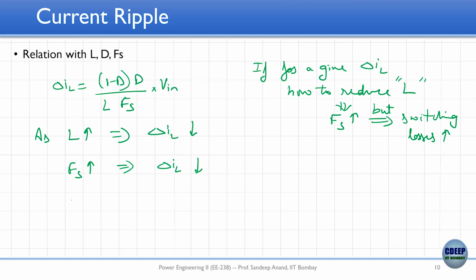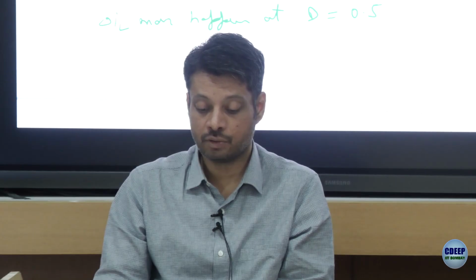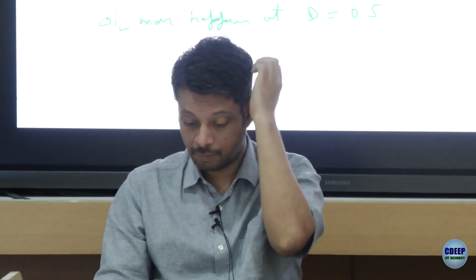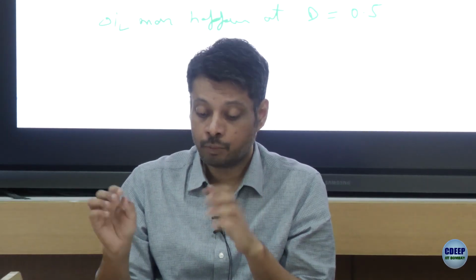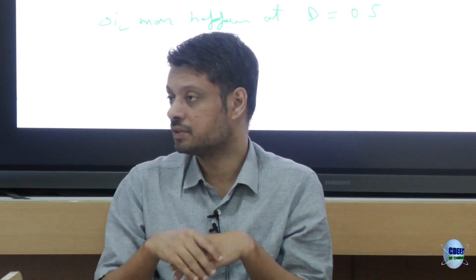Okay, what is the relationship between D and ripple current? Duty cycle and the ripple current? Yeah, maxima at half, right? So delta IL max happens at D equal to 0.5, right? So if your duty cycle is very close to 0, or if your duty cycle becomes very close to 1, in either way your ripple current absolute value will become 0. At D equal to 0.5, your ripple will be maximum. As per the expression, assuming the input voltage is fixed, inductance is fixed, Fs is fixed, right?